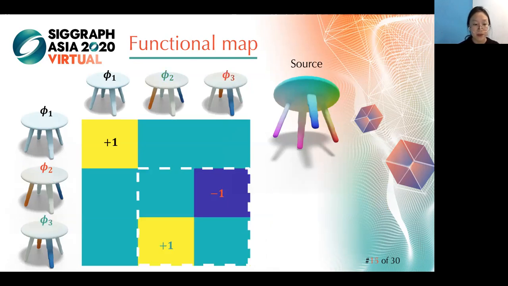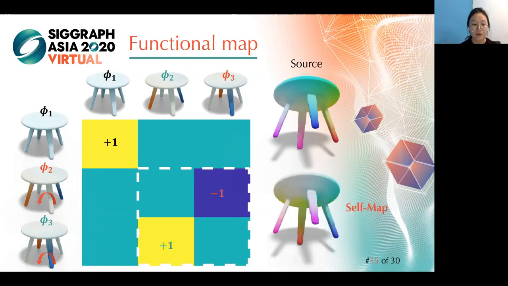This functional map is a bit more complicated, where we can say that the second eigenfunction is mapped to the opposite of the third eigenfunction, and the third eigenfunction is mapped to the second eigenfunction. The recovered pointwise map is a rotational symmetric self-map, as visualized here.